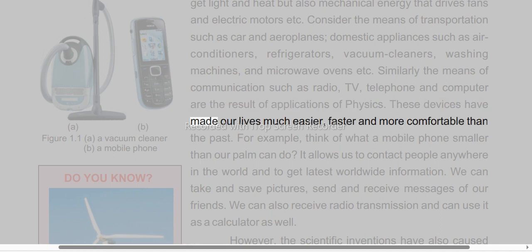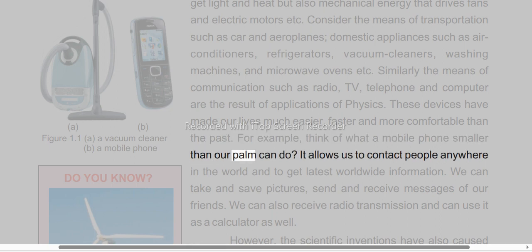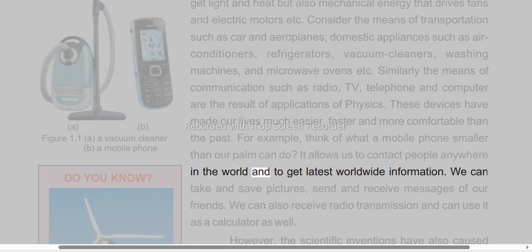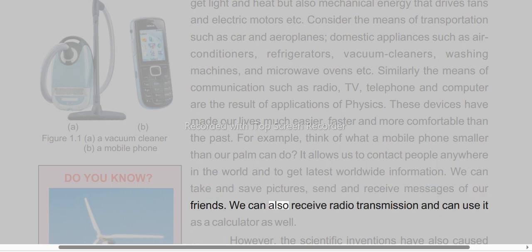These devices have made our lives much easier, faster, and more comfortable than in the past. For example, think of what a mobile phone smaller than our palm can do. It allows us to contact people anywhere in the world and to get the latest worldwide information. We can take and save pictures, send and receive messages of our friends. We can also receive radio transmission and can use it as a calculator as well.